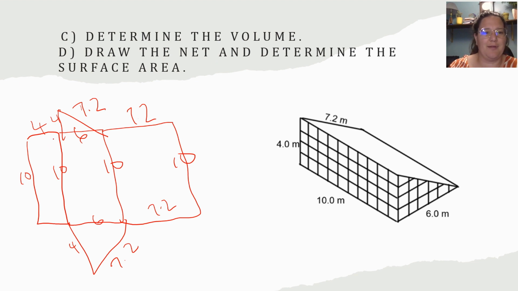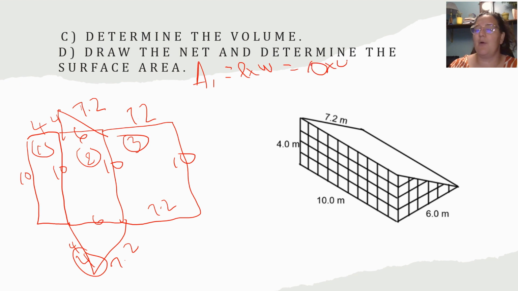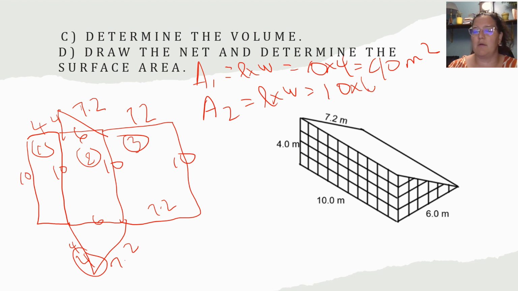Again, we're going to go 1, 2, 3, and then 4 for the top and the bottom, and we have 2 of them. The area of side 1 is equal to length times width, which is 10 times 4, or 40 meters squared. Area of section 2 is length times width, 6 times 10, so 60 meters squared. Area of section 3 is length times width, 10 multiplied by 7.2, which is equal to 72 meters squared.